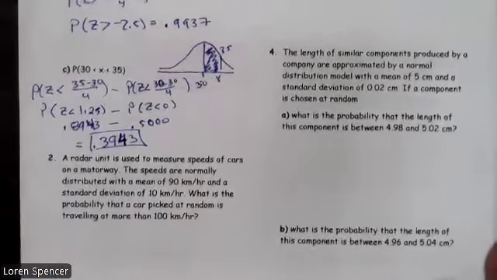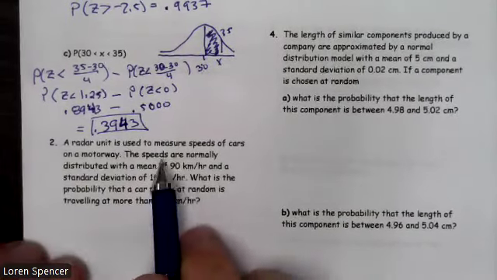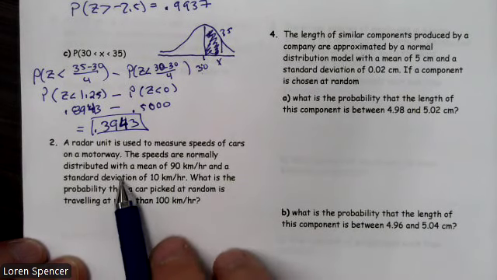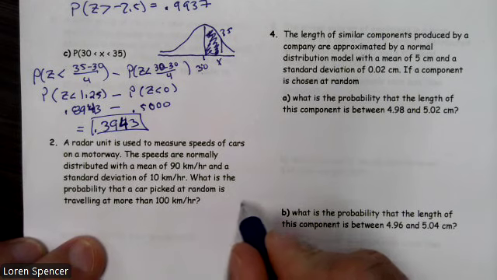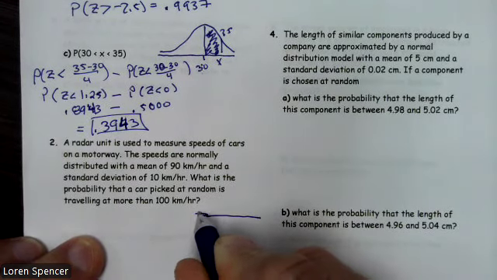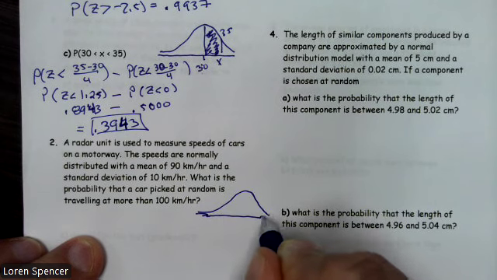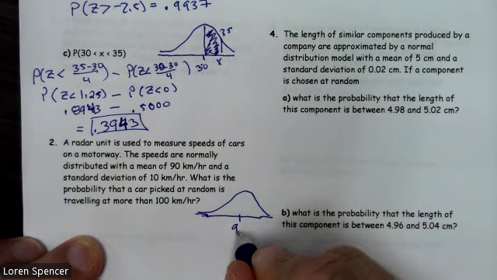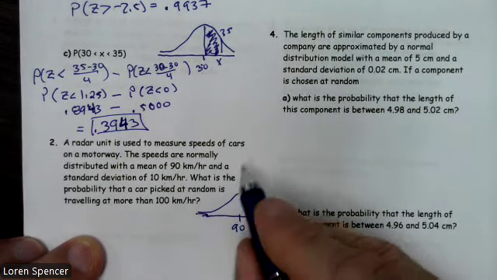All right, looking at number 2. A radar unit is used to measure speeds of cars on a motorway. The speeds are normally distributed with a mean of 90. And by the way, in order to use the normal CDF or the Z-test, they have to be normal. And they just told us it was. With a mean of 90 and a standard deviation of 10.